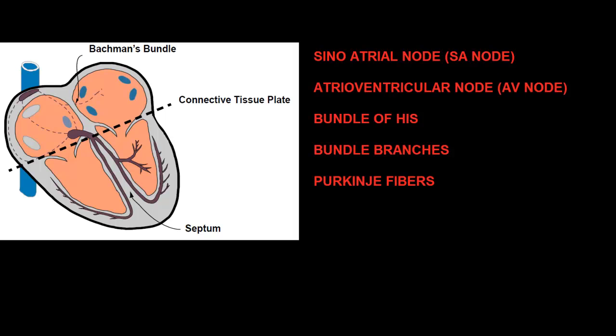The main player is the SA node, the sinoatrial node. It is found in the right atrium. It's this little purple dot up here. Its claim to fame is that it leaks potassium quicker than any other group of cells. That means it's going to fire off electricity. It's going to reset more quickly and fire off again quicker than anyone else.